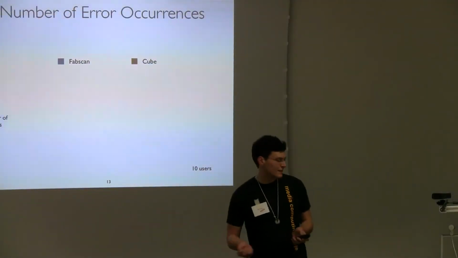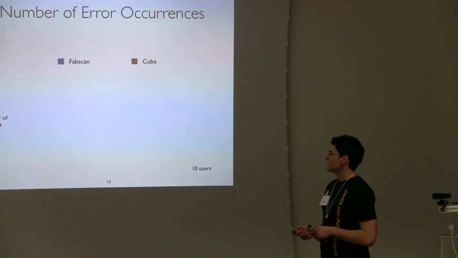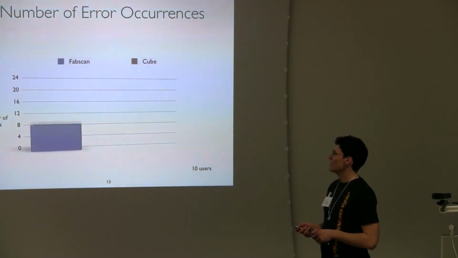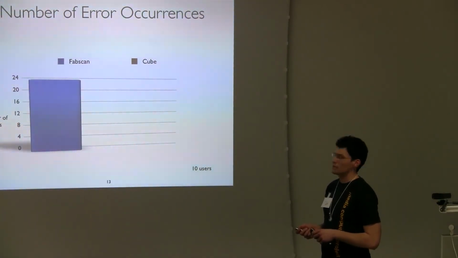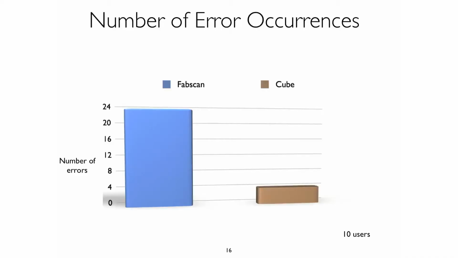So, did we succeed? We tested it and we found out in a user study with 10 users that the number of errors they made with the old FabScan design was 23, and with the cube, it was only 4.